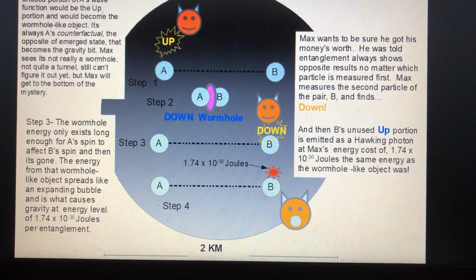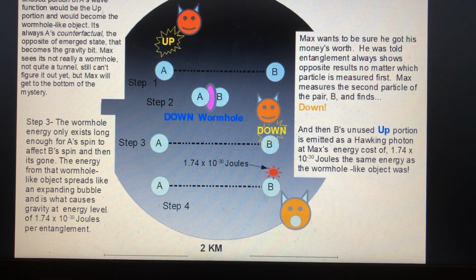Max realizes that if he had measured A and found down instead of an up, then the unused portion of A's wave function would be the up portion, and that would become the wormhole-like object. It's always A's counterfactual, the opposite of the emerged state, that becomes the gravity bit. Max sees it's not really a wormhole, not quite a tunnel. Still can't figure it out yet, but Max will get to the bottom of this mystery.